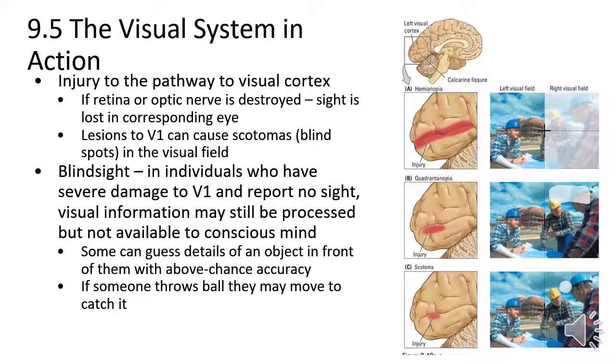Similarly, if someone throws a ball at them, they might move their hand to catch it, sort of involuntarily. So if you throw it sort of at them like it's going to hit them, they might automatically move to catch it. They might not catch it, so the visual system is not good, but they would react to that visual information.